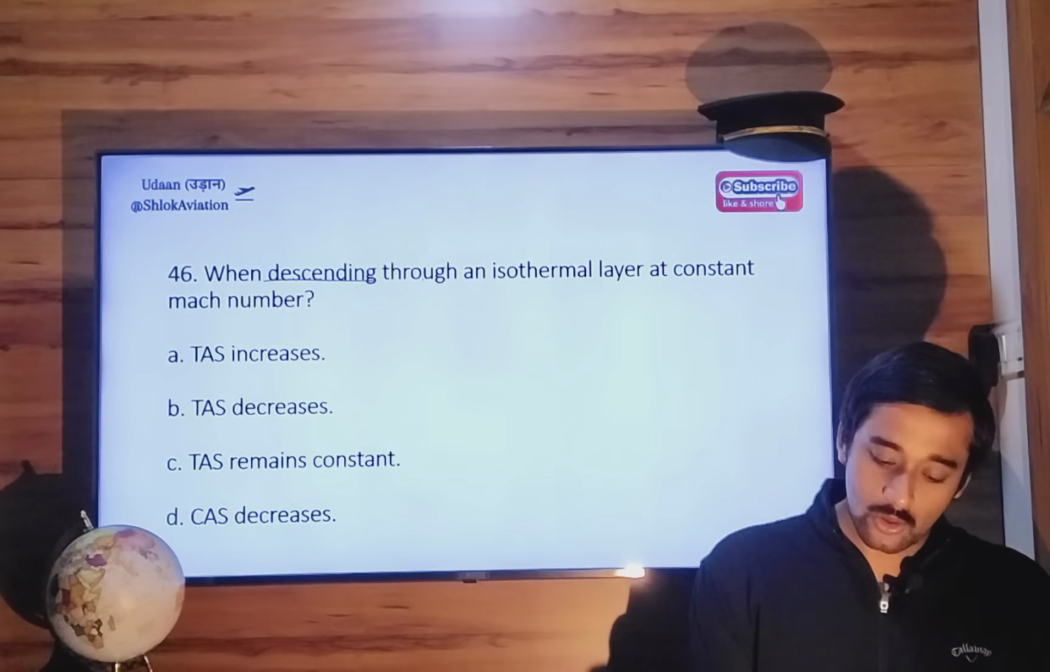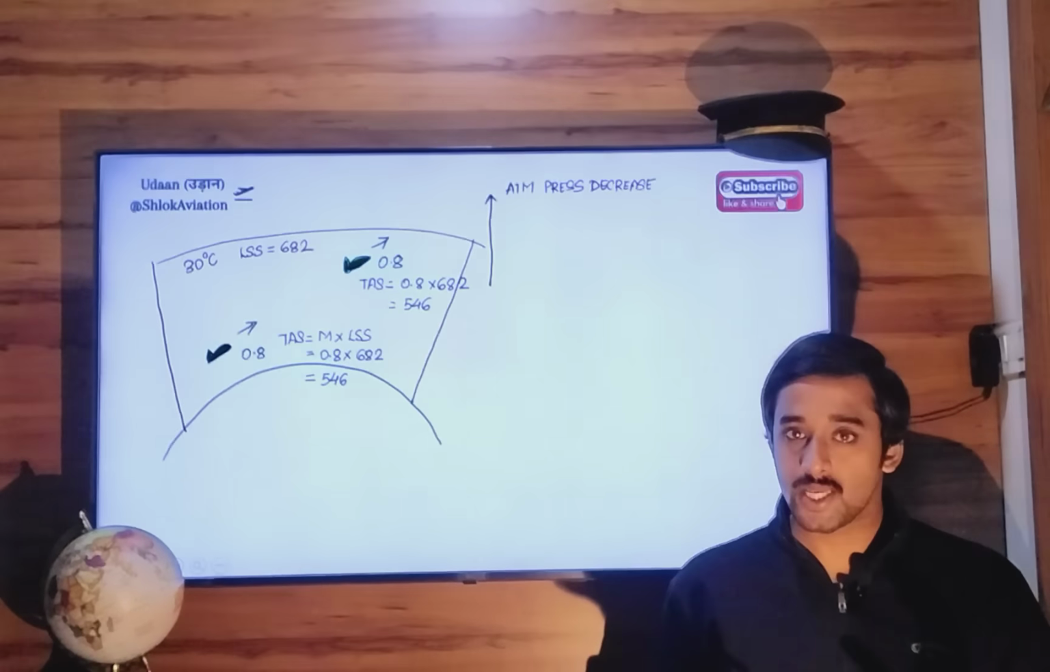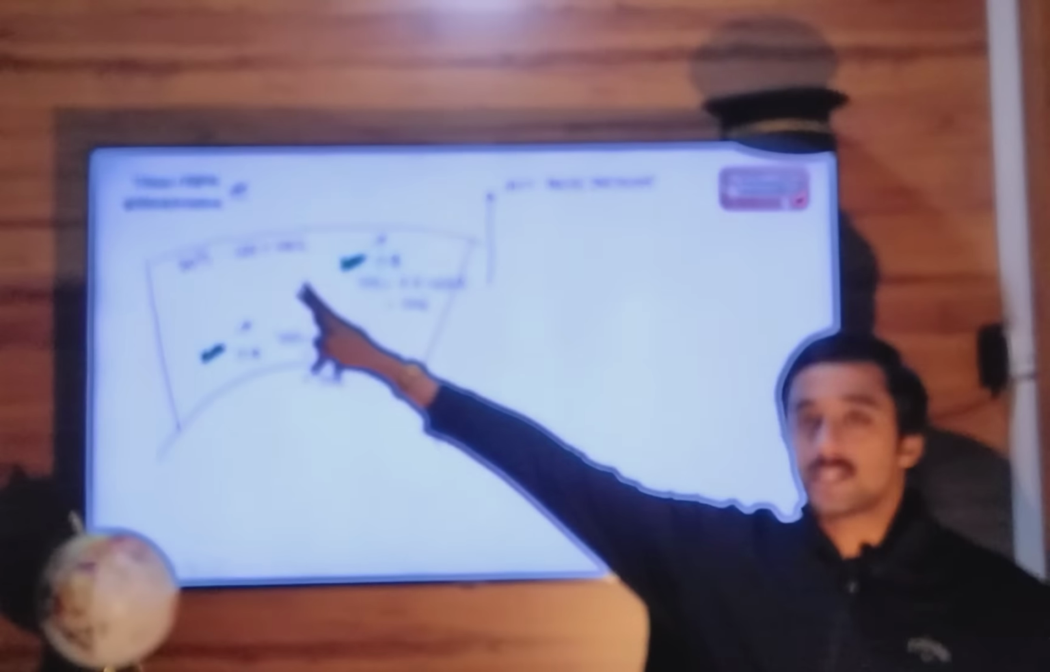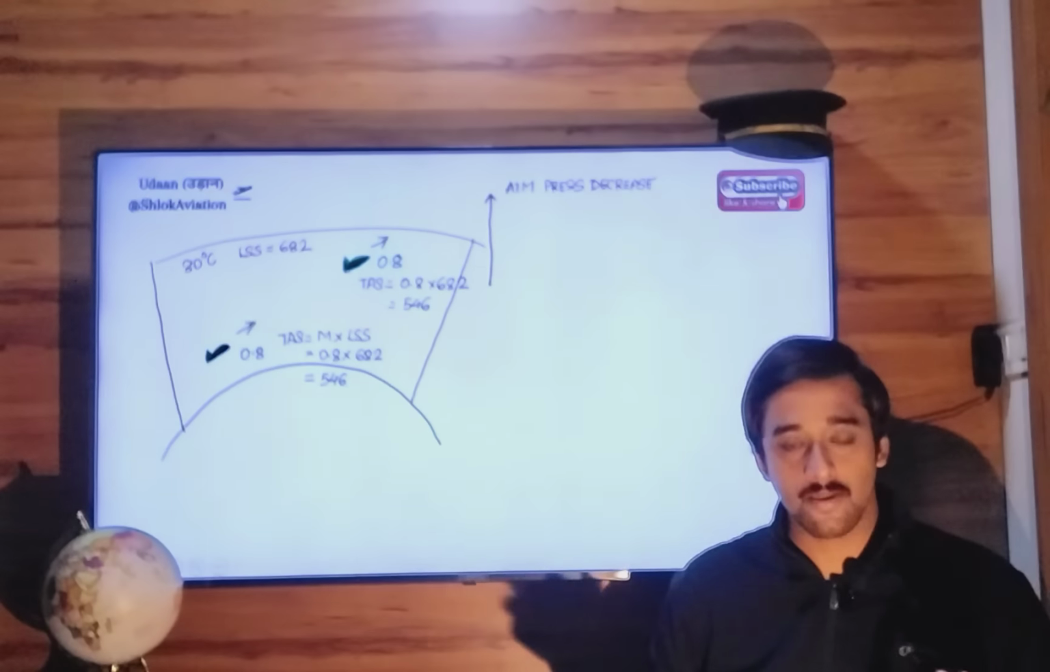When descending through an isothermal layer at constant Mach number. So again, same concept, you are descending. Instead of climbing, you are now descending. Same local speed of sound, same Mach number. So true airspeed will also remain the same.